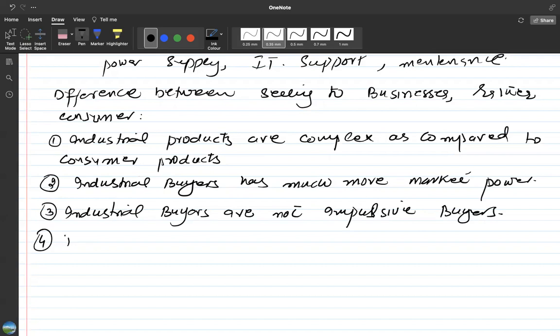Four, traditional mass media advertisements are not used in industrial selling. Like you cannot advertise on TV the spare parts of a product. No industrial buyer is sitting there and watching what kind of advertisement you are doing.